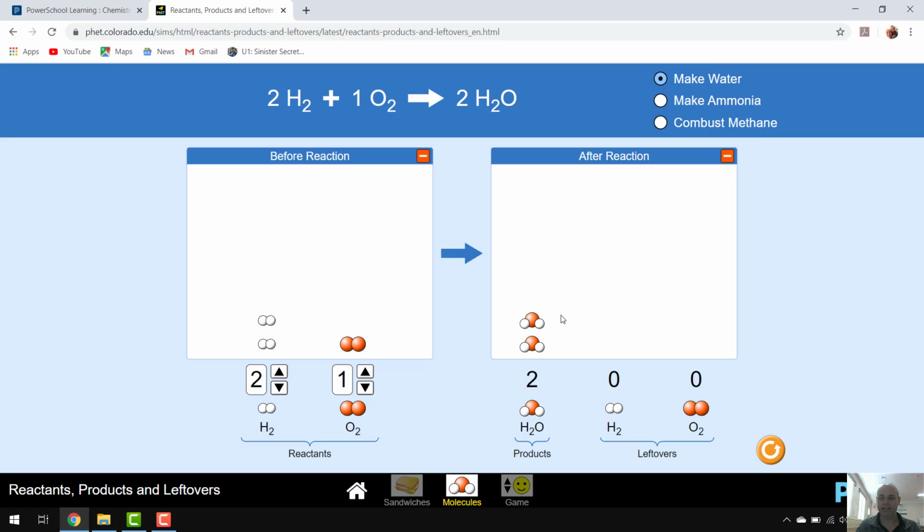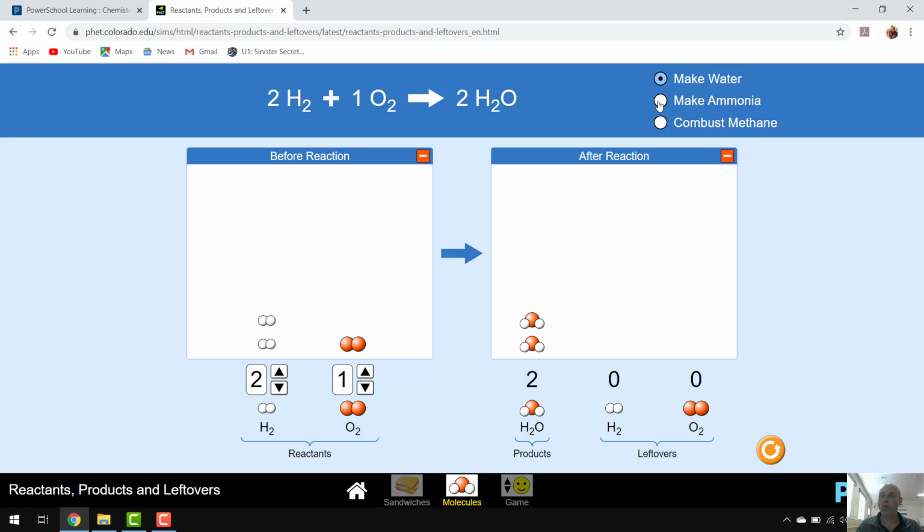Okay, it balances. Right here, we don't have any leftovers. We could have leftovers. Like if I added an extra O2, that's going to show up as a leftover. It doesn't do anything. It doesn't react because I would need more H2. So if I add more H2, I just get leftovers here. Okay, take those away.